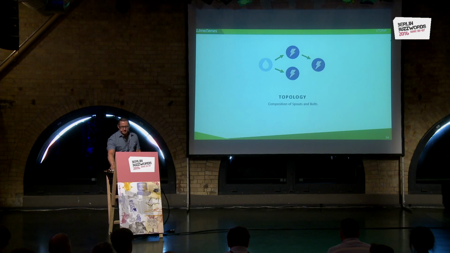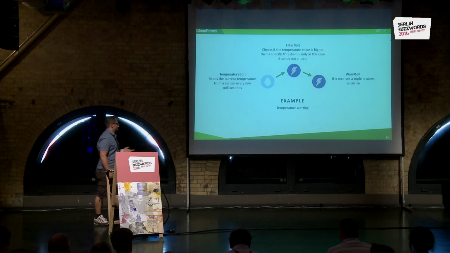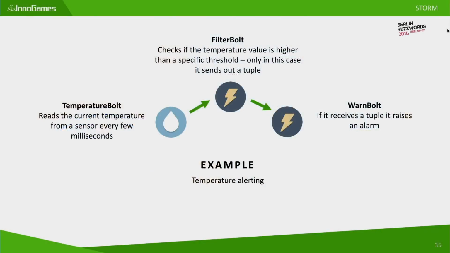And to show it to you by an example, this, for example, is a temperature alerting topology. Very simple. On the left side, you see a temperature bolt that reads the current temperature from a sensor. And every few milliseconds, it emits those values to the next bolt, which is the filter bolt. The filter bolt checks if the temperature value is more than a specific threshold. And if that happens, it will send another message to the next bolt, which is then the warn bolt.